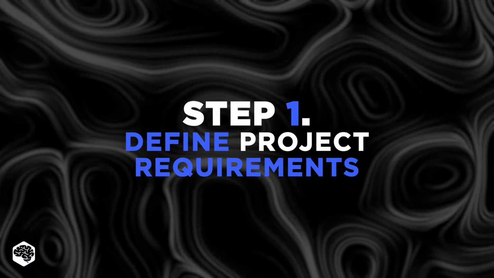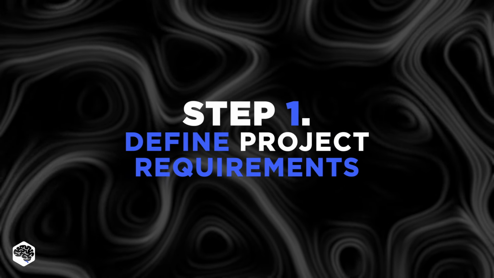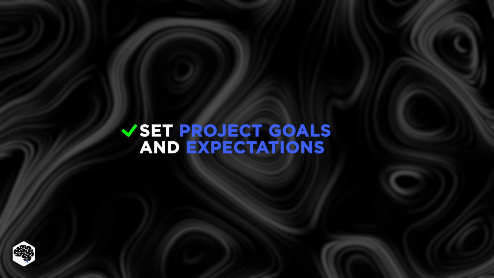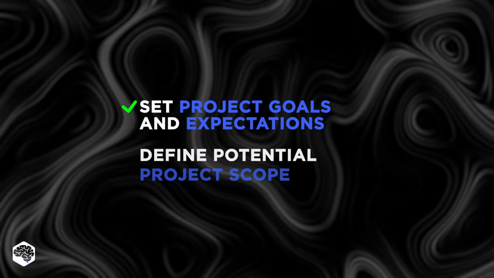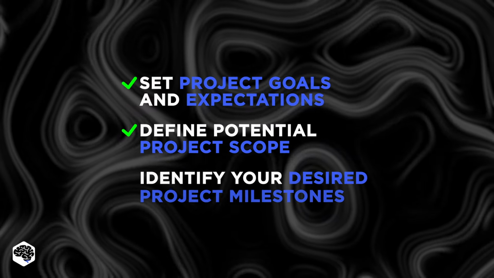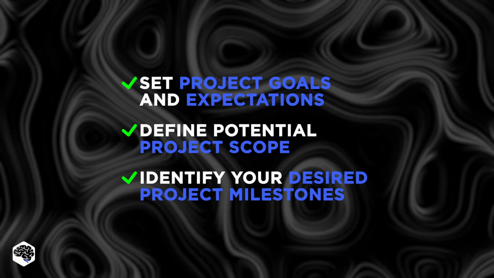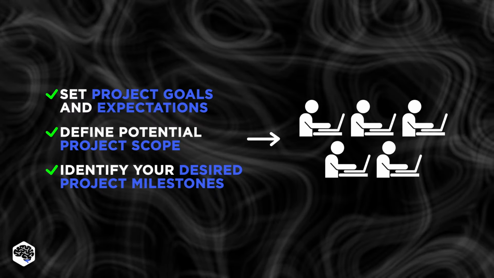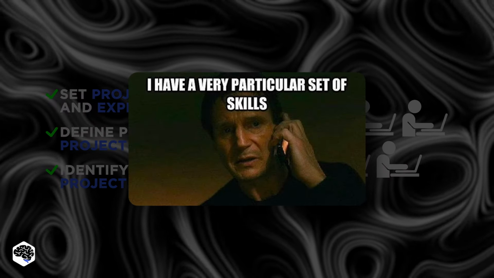Let's get started. The process of hiring a dedicated development team begins with defining the project requirements. Clearly outlining your project needs helps set expectations, aligns goals, and ensures that the development team understands the scope, objectives, and milestones of the project. When these aspects are well defined, it becomes easier to select an appropriate dedicated development team with the specific expertise relevant to the project needs.